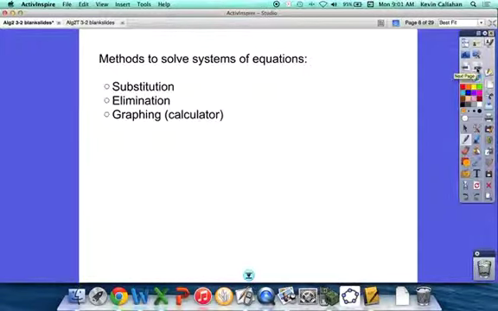But like I said, today we're just going to do the linear. And we're going to use these 3 methods. These 2, substitution and elimination, should be reviewed. If they're not, it's okay. That's why we reteach it.